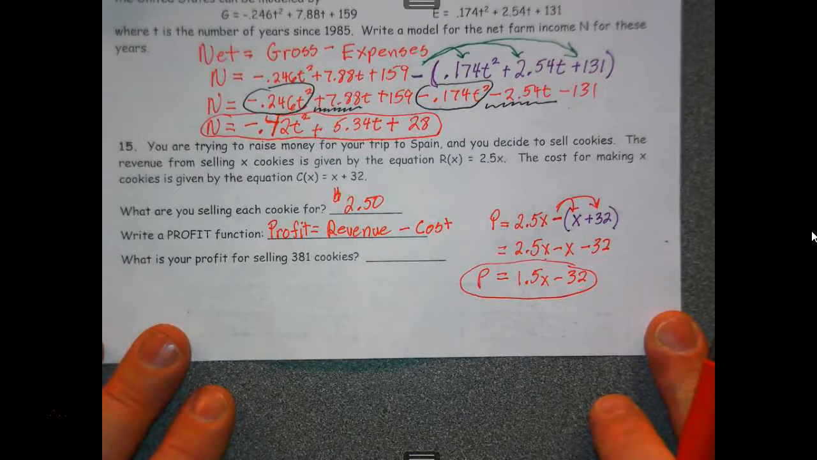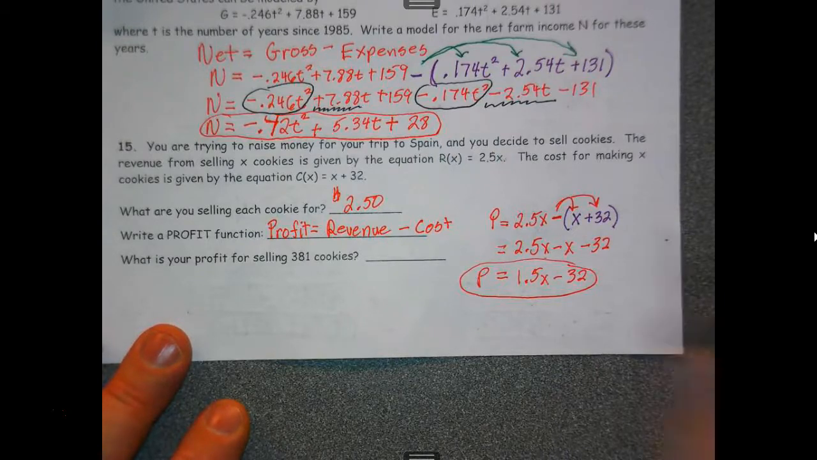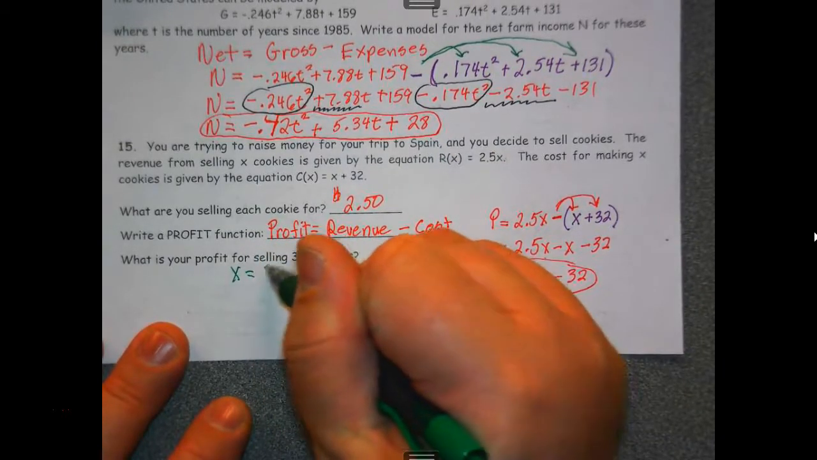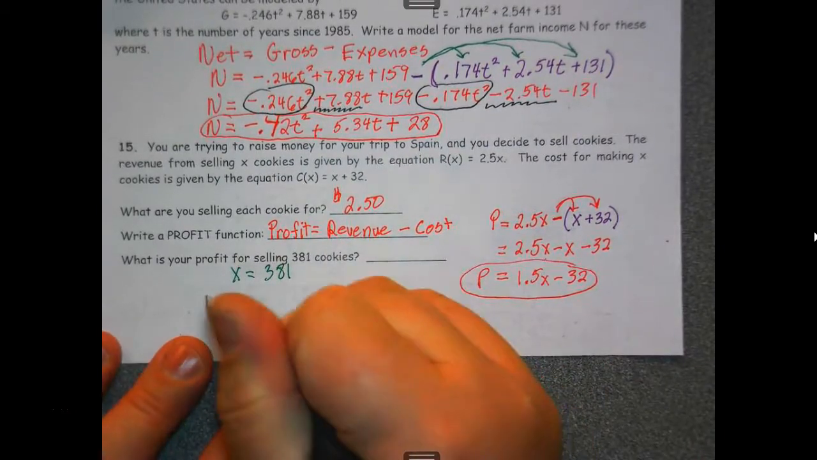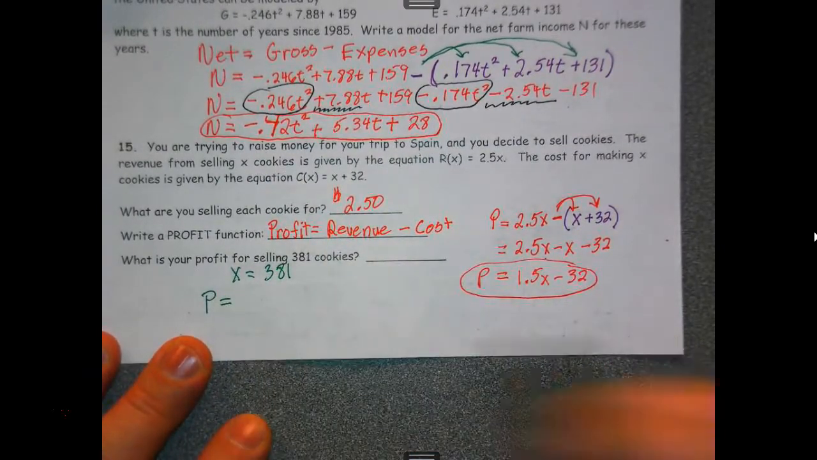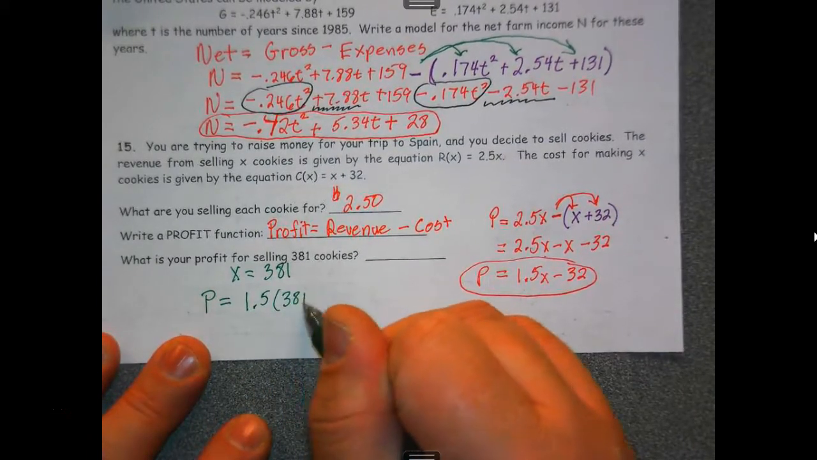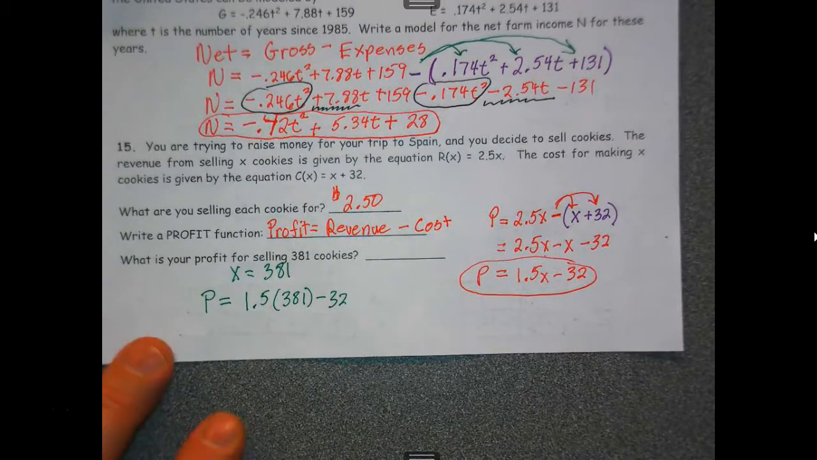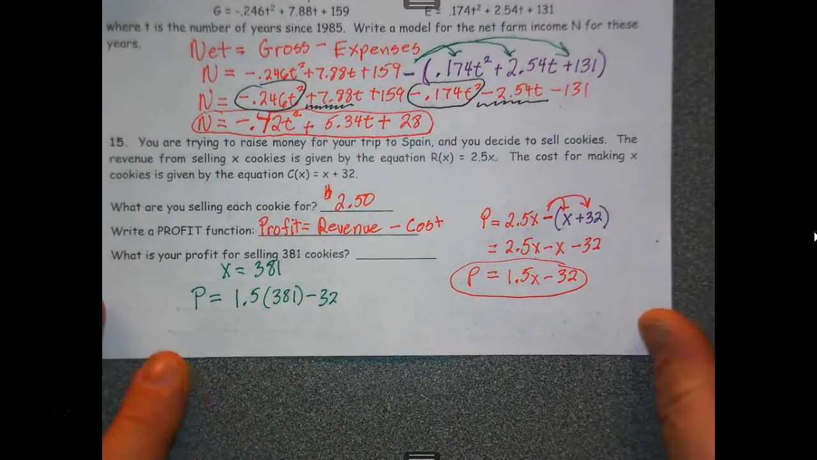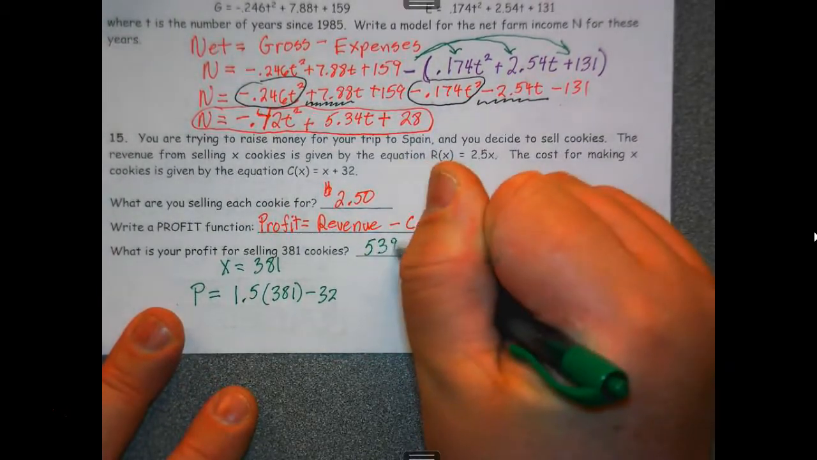And they want to know, if you sell 381 cookies, what's your profit? So our x is going to equal 381. So all we have to do is plug that into our profit function. 1.5 times 381 minus 32 equals our profit. What's our profit, my children? 539.50.